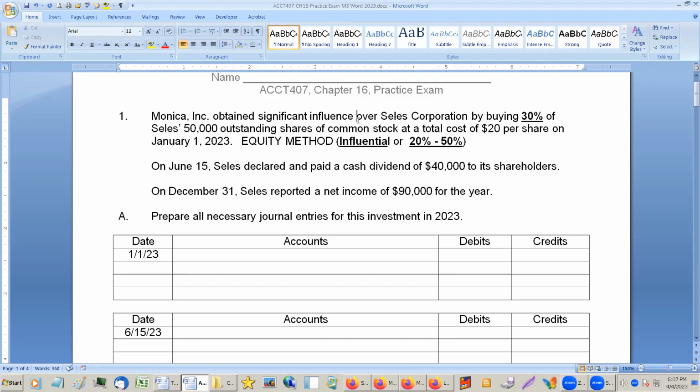Okay, so Cells Corporation. Wait, wrong. Monica taking significant. Oh, they did. Wait, I'm wrong. Significant influence. So they're influential. So it works on both of them. We have this, which right there you can stop. But then the second test is here, and it works for that one too. Okay. So this is double the equity method.